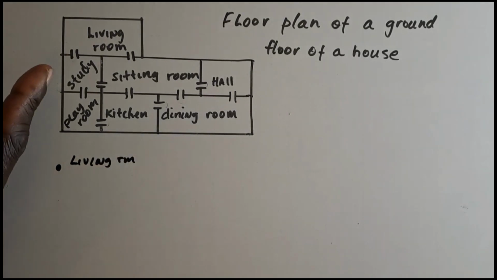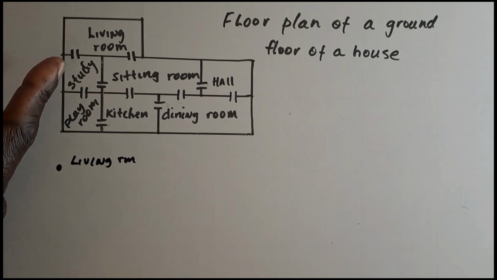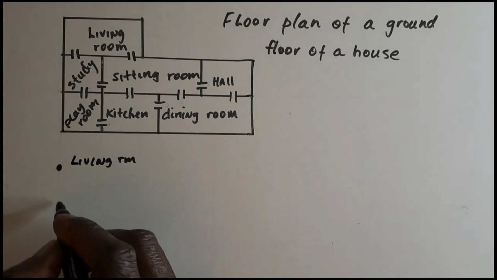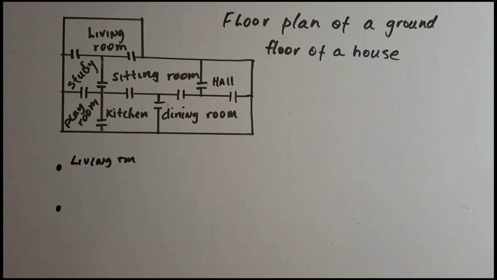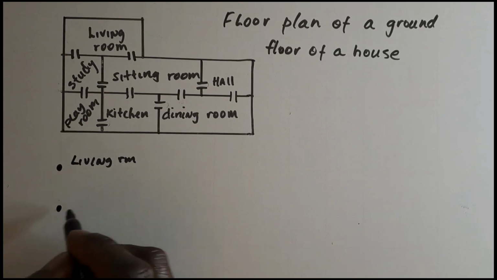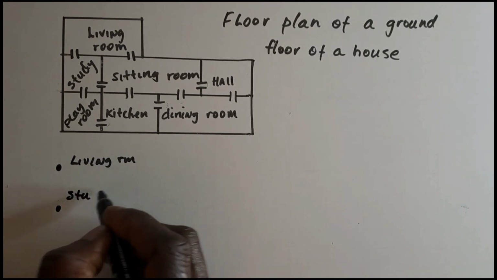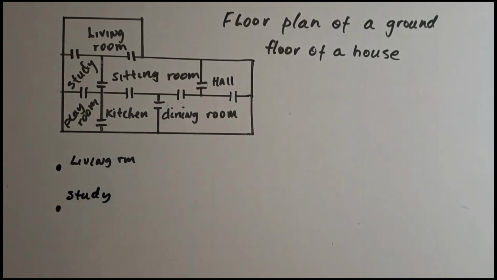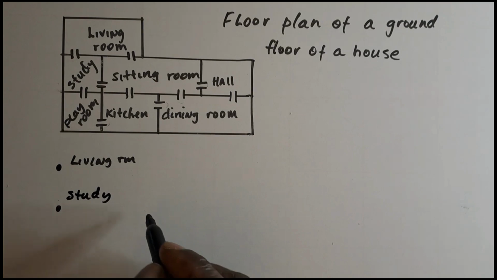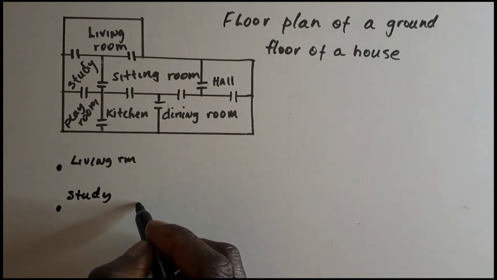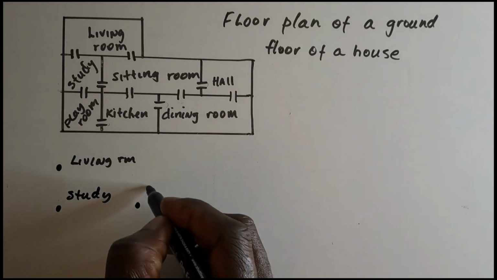And we can see there are two doors leading from the living room, one to the study and one to the sitting room. So we'll have another vertex here for study, and we'll have one here for sitting room.